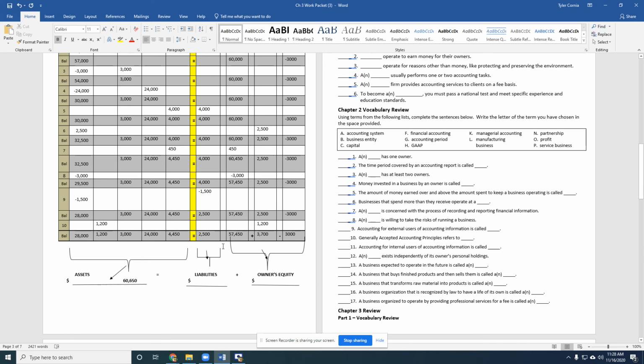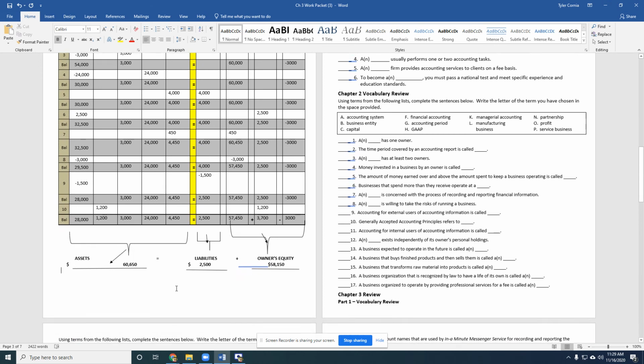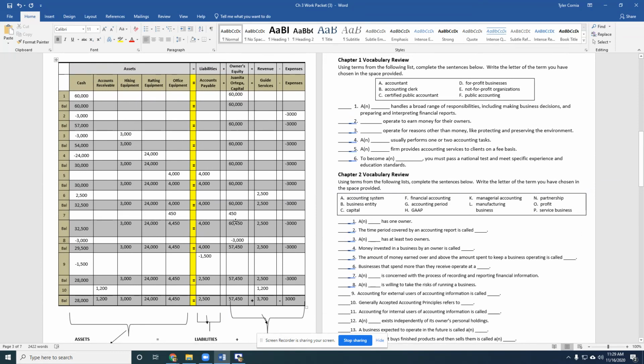Okay, so what I have to be careful of is like I'm minusing expenses, right? So it'd be 2,500 plus 57,450 plus 3,700 minus 3,000. Okay, so like right here, liabilities is 2,500, and then owner's equity should be 58,150. Did I do that right? Yeah. Okay, so then when I add those together, that equals 60,650. So these, boom. Okay, so you can double check that to make sure our math works.